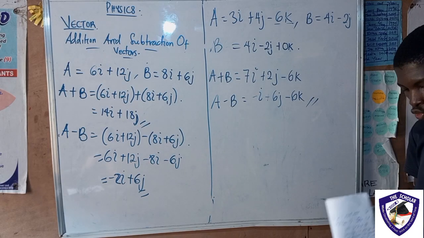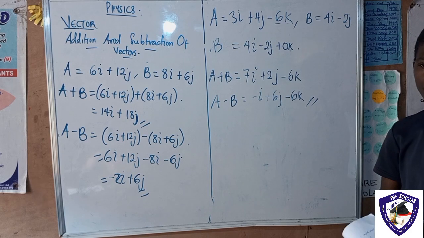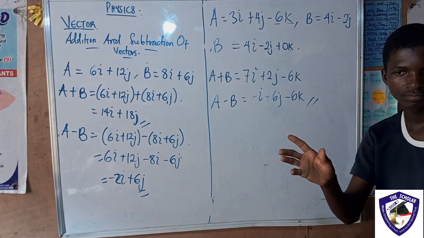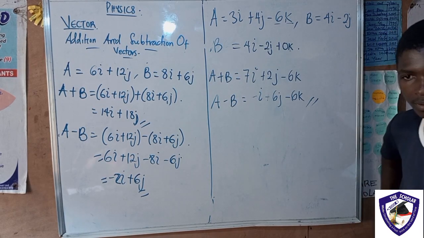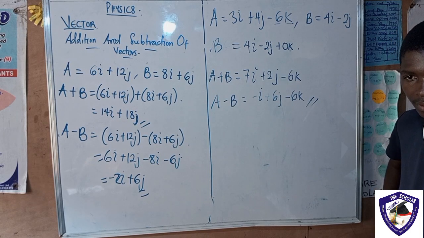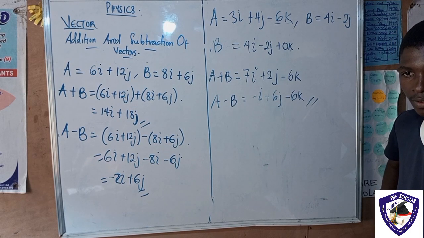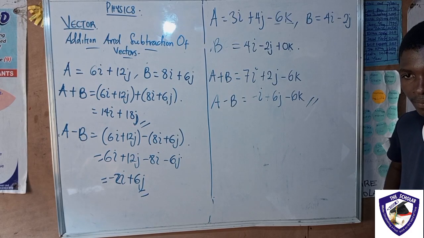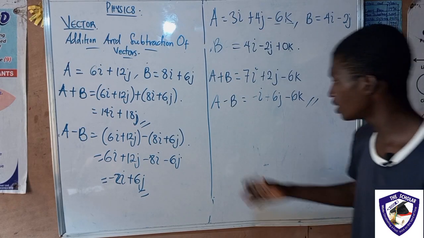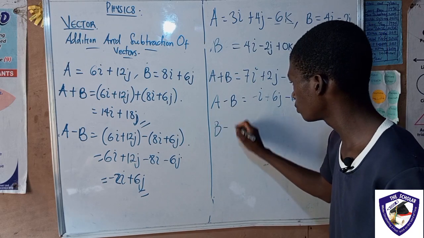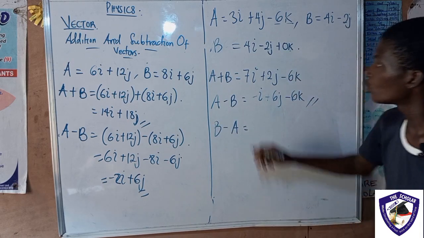Now let us go to another aspect of vectors. But before then, do we have any question? Okay. If it is the inverse, as in B, as it is there, what we did is A minus B. If it is now the inverse, B minus A. B minus A, yes, thank you. I love that question. Now here we have B minus A.